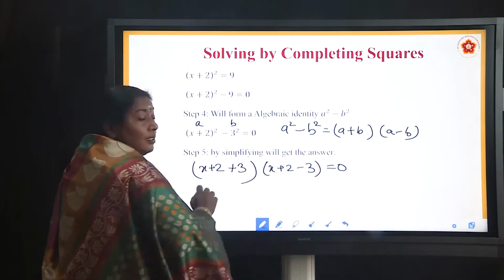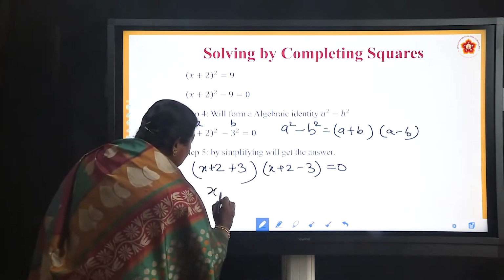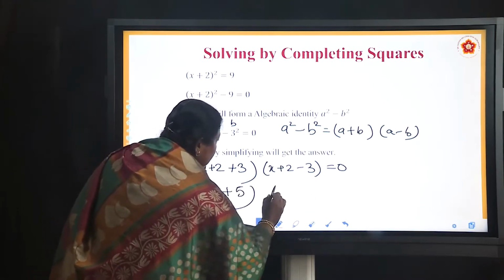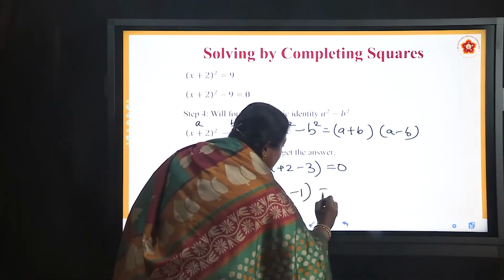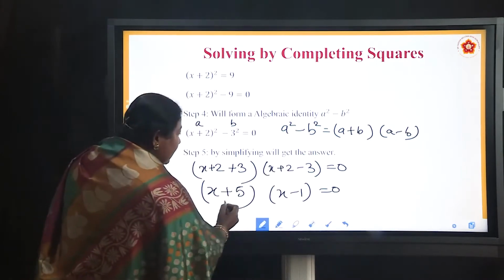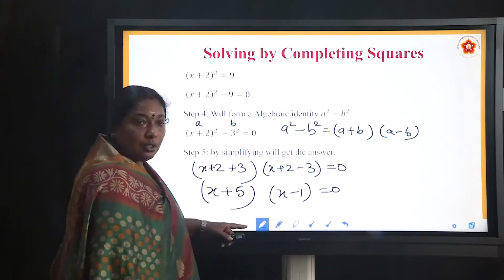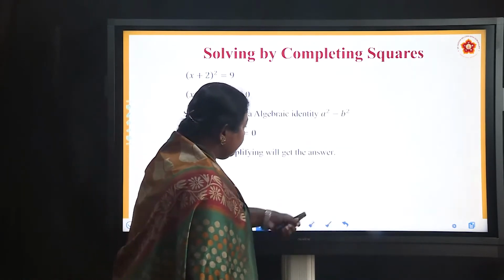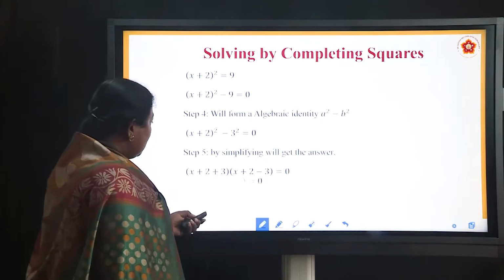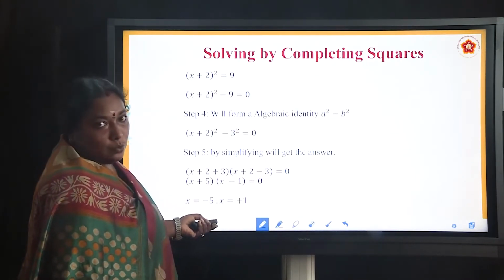These are the parts that will minimize your marks. So here x plus 5 and this is x minus 1, which is equal to 0. If you compare each and every one with the 0, what do you get? X is equal to minus 5 and x is equal to 1. So, I think you understood this part. So, by simplifying we get x is equal to minus 5 and x is equal to plus 1.